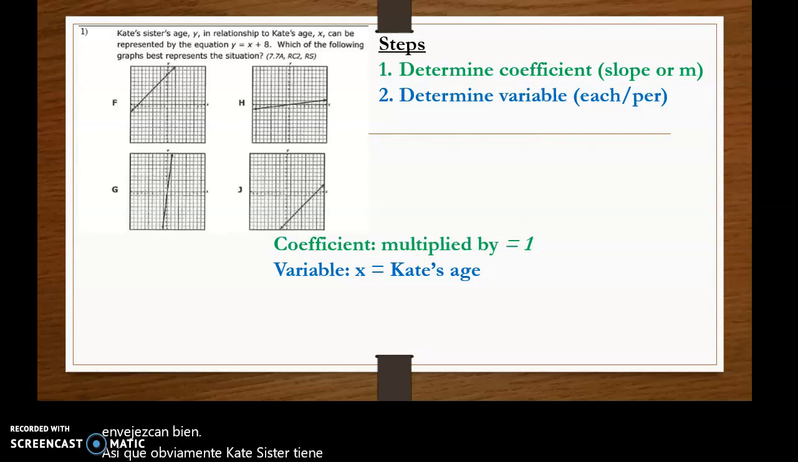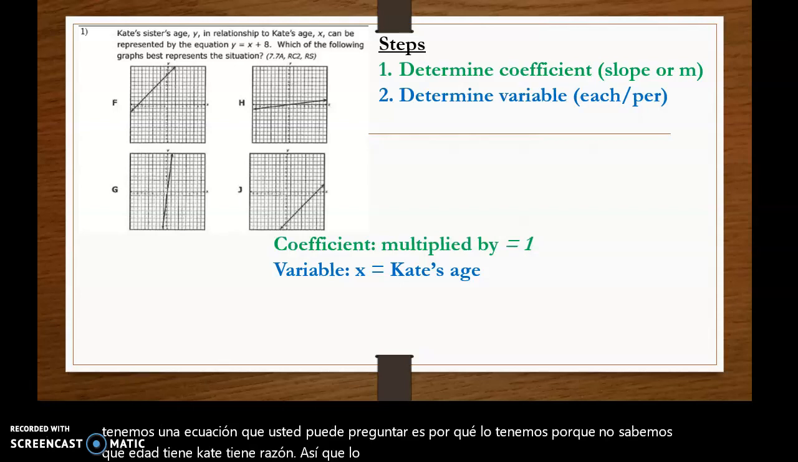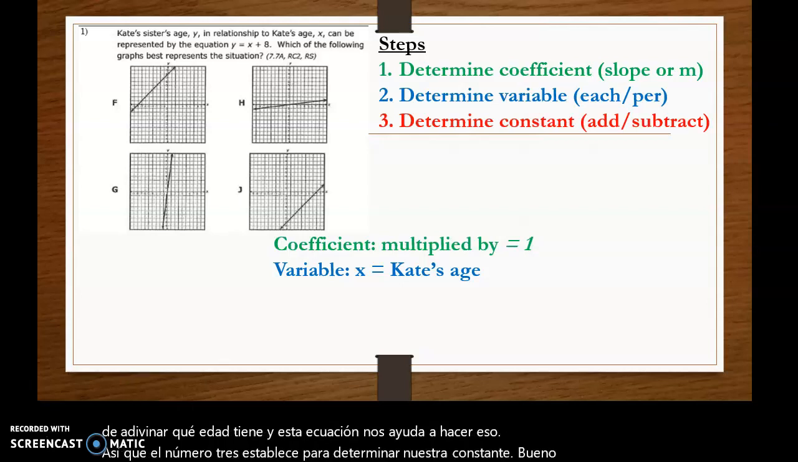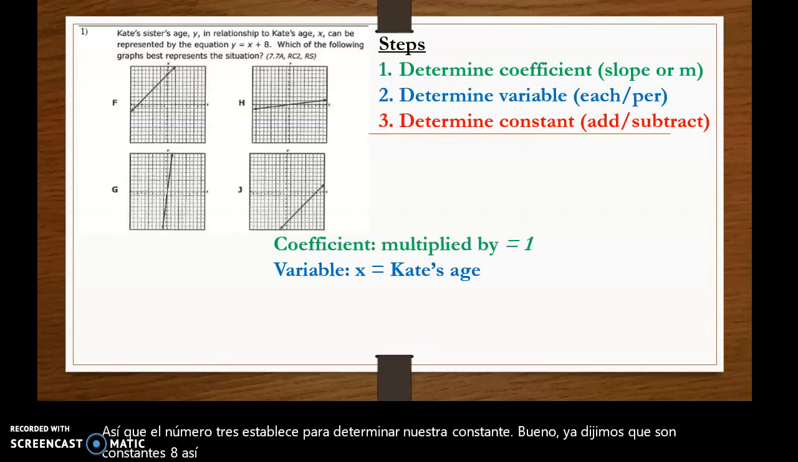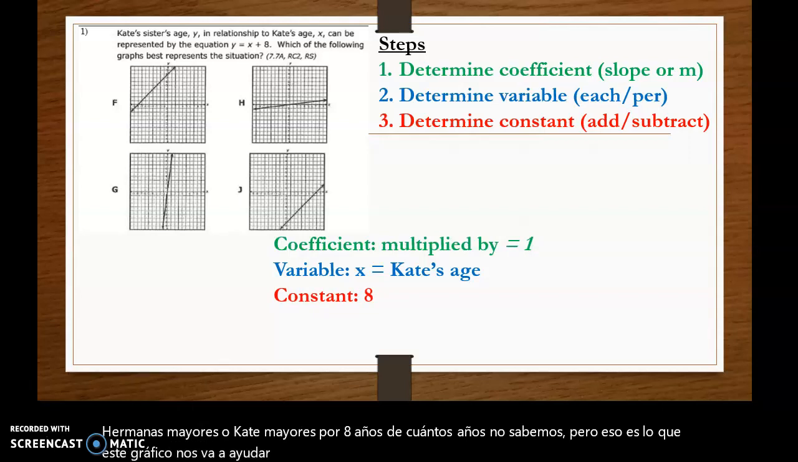You may ask, why do we have an equation? Well, it's because we don't know how old Kate is. So we have to create a scenario where we can try to figure out how old she is, and this equation helps us do that. Number 3 says to determine our constant. Well, we already said it. Our constant is 8. So Kate's sister is older by 8 years. How old? We don't know. But that's what this graph is going to help us understand and depict. So our constant is 8.